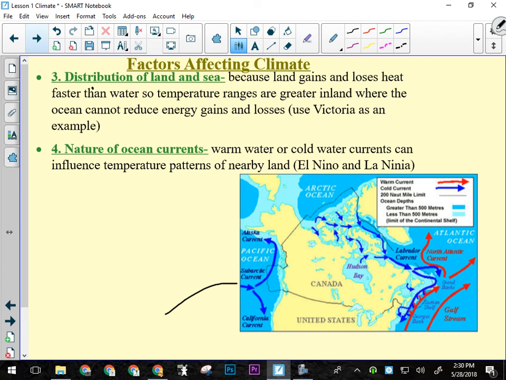El Nino and La Nina are also ocean currents. Some people have heard of those before. When we get an El Nino year, it's typically a year where winter is very mild. We don't get a lot of snow. Summer's quite hot and things like that. And when you get a La Nina year, you get the exact opposite. La Nina usually follows El Nino. This year was more of a La Nina year.